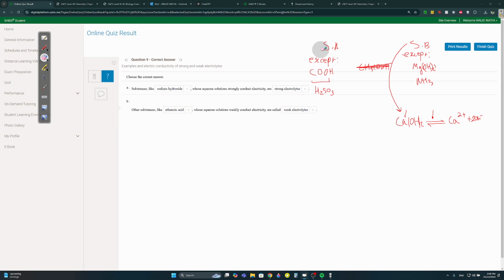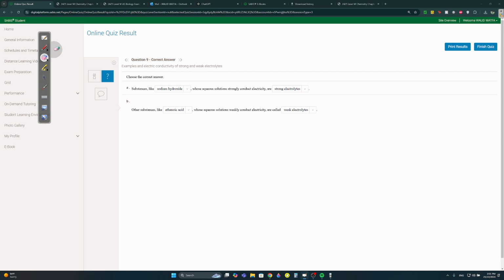Okay, please memorize this. The only weak bases are Mg(OH)2 and NH3. The only weak acids are COOH acids and H2SO3. Okay, not H2SO4. H2SO4 is sulfuric acid, which is strong. H2SO3. So let's go back here. Anything that strongly conducts electricity, sodium hydroxide.